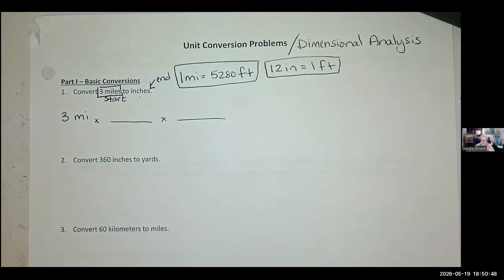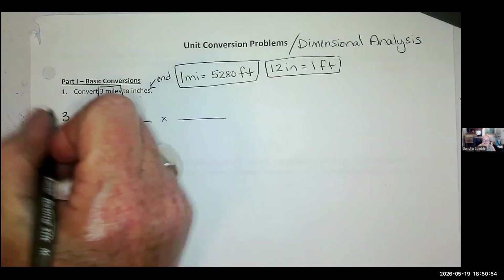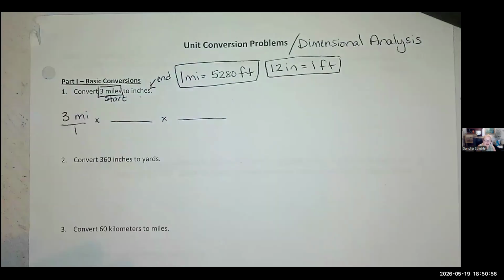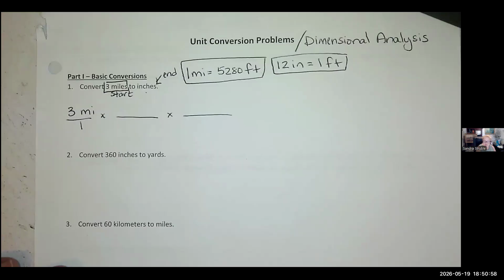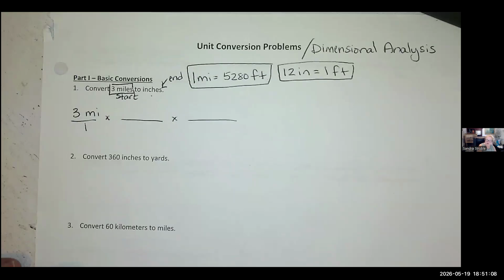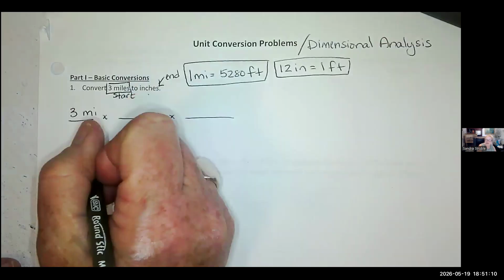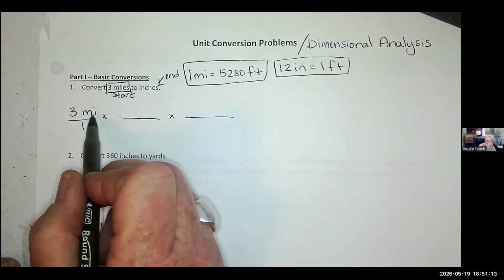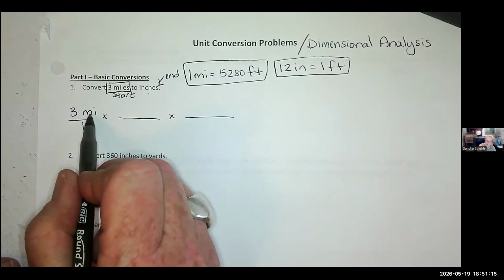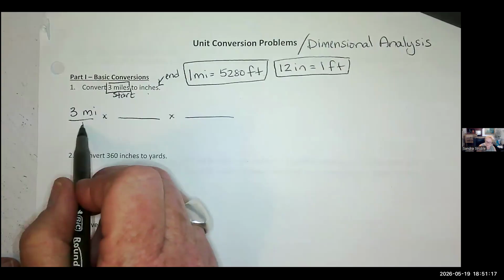So many folks really struggle with understanding that this is over 1. If it makes it easier for you, go ahead and put it over 1. There will be a time where it won't be over 1, it will be over something else, like miles per hour. You would have miles up top, hours in the bottom. We're not doing that. We're strictly dealing with the miles to inches. So there's no unit down here. It's just the number 1, just to hold a place.